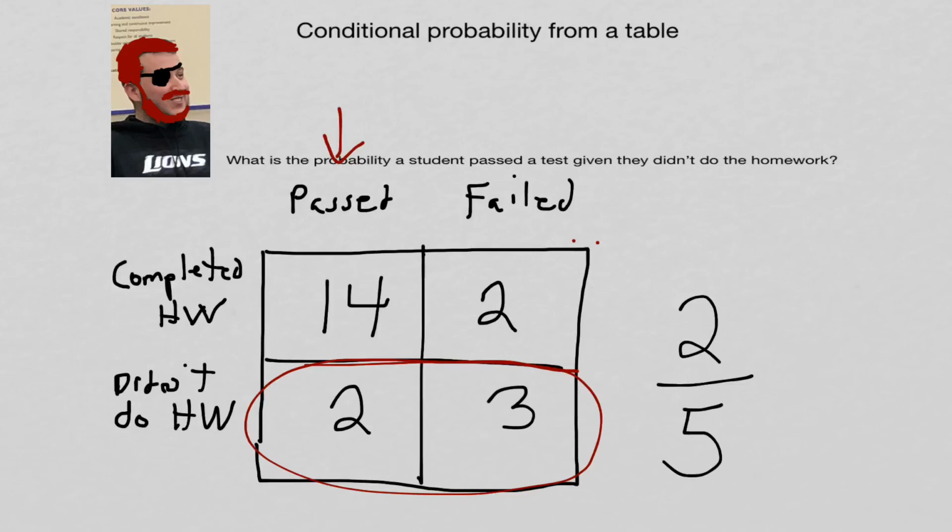So that's your complete answer there. What's the probability the student passed the test given they didn't do the homework? 5 of them didn't do their homework. 2 of them passed. So the probability is 2 over 5.